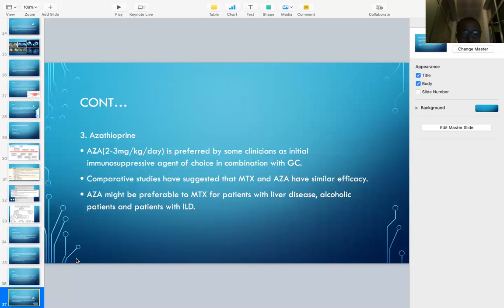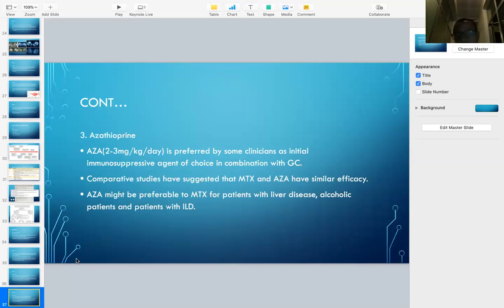The other first-line agent, similar to methotrexate, is azathioprine. Azathioprine at a dose of 2 to 3 milligrams per kg per day is preferred by some clinicians as an initial immunosuppressive agent of choice in combination with glucocorticoids. Comparative studies have suggested that methotrexate and AZA have similar efficacy, and so AZA might be preferable in situations like patients who have liver disease, alcoholic patients, or patients with ILD.